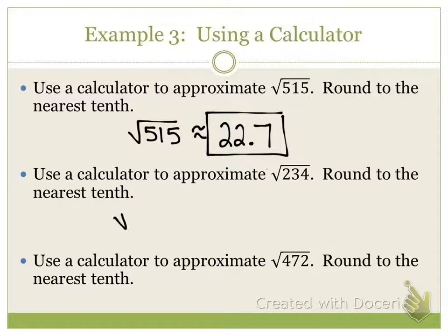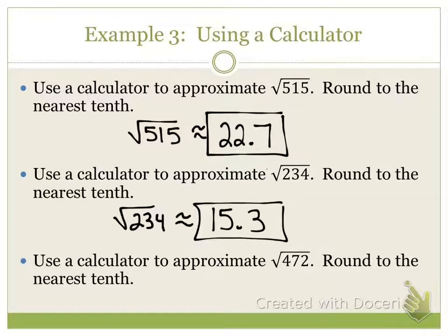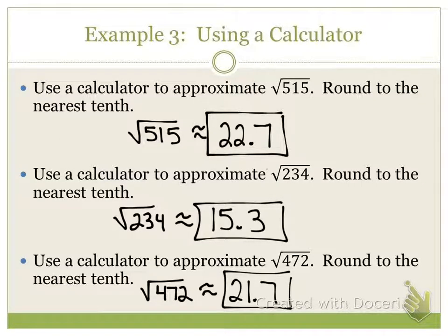All right, square root of 234 is approximately what? 15.3. Do you agree? Okay, square root of 234 is approximately 15 and 3/10. Now, square root of 472 is approximately, what is it? All right, 21 and 7/10. Very good.